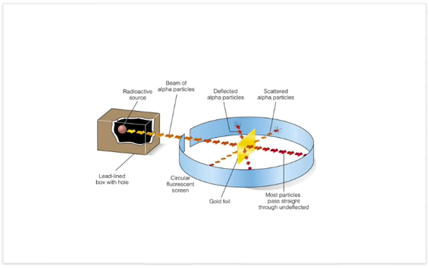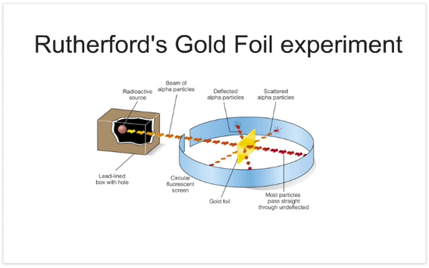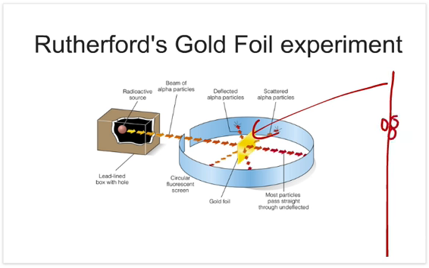So the next test was Rutherford's gold foil experiment. He wanted to test the structure of atoms. What he did was he took a sample of gold foil. The reason he took gold foil is because gold is very malleable, like all metals, and can be pounded very, very flat, so that it is just a few atoms thick.